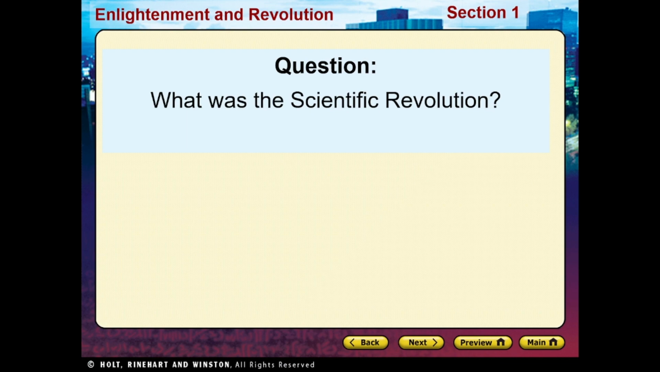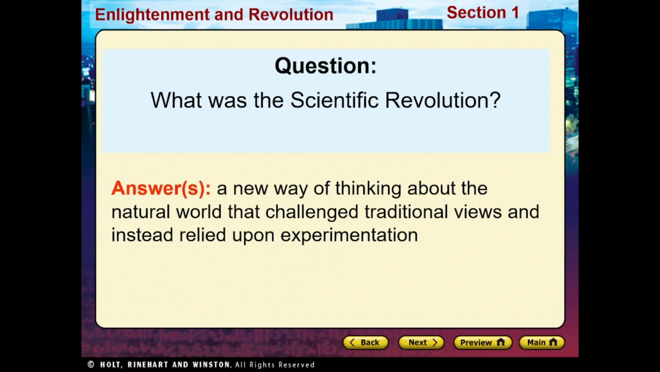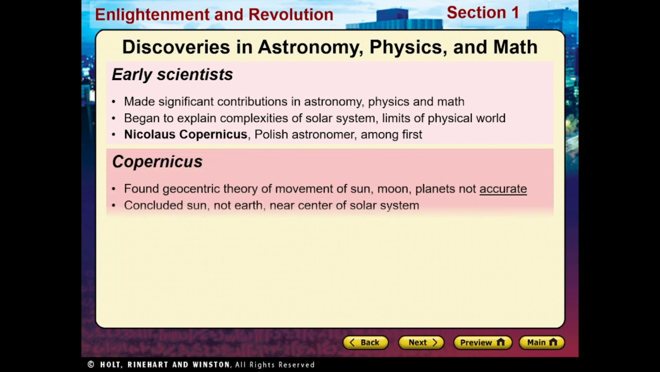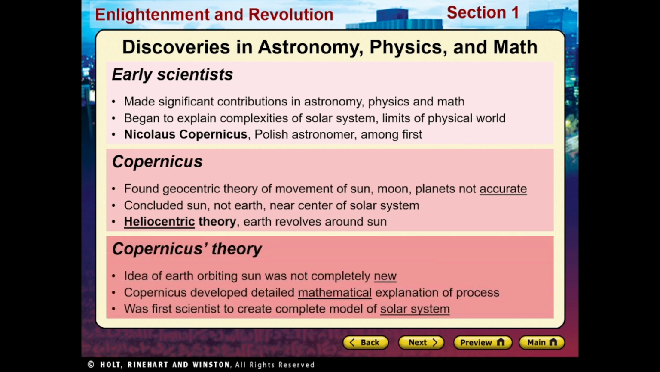So what is exactly the point of the Scientific Revolution? The Scientific Revolution is a new way of thinking about the natural world that challenged traditional views and instead relied upon experimentation. So, the early scientists made discoveries in astronomy, physics, and math.